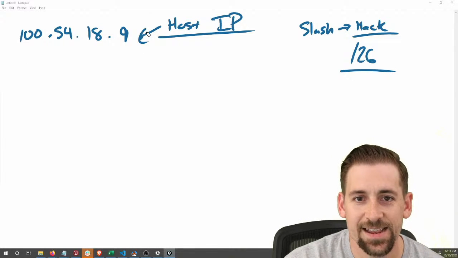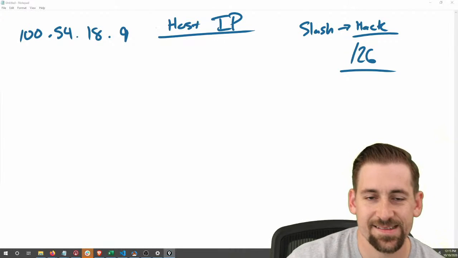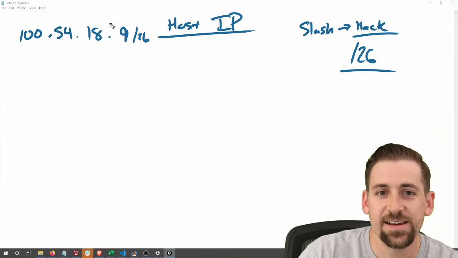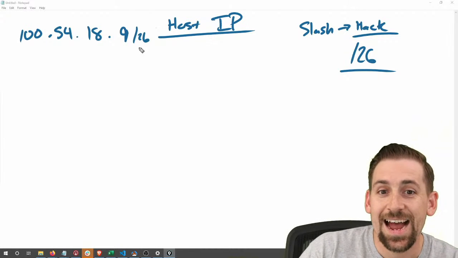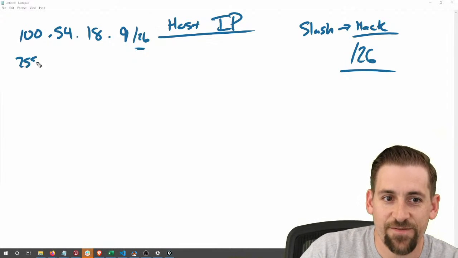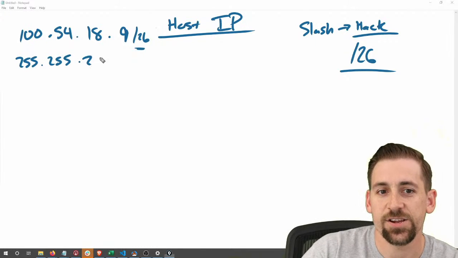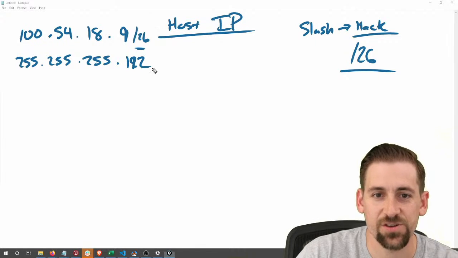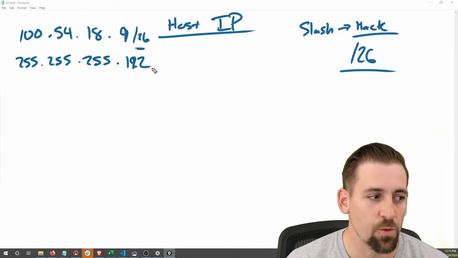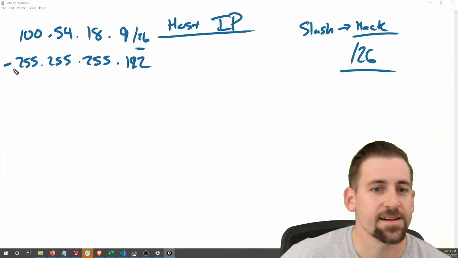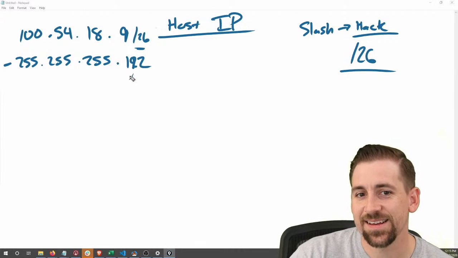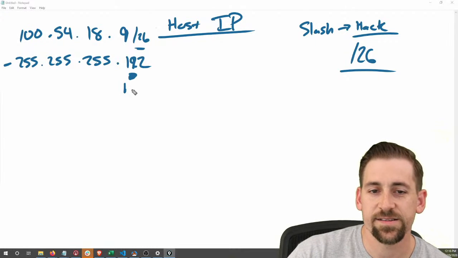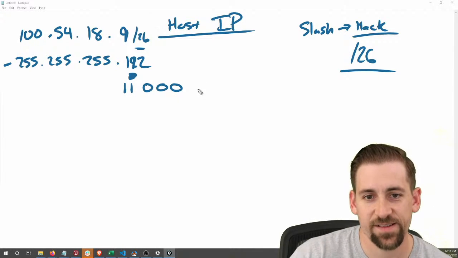And so if I gave you a slash 26, if I said this is the host IP and the subnet mask is a slash 26, then the IP address is 100.54.18.9, and the subnet mask is actually 255.255.255.192. Yeah, .192. Okay. Anyway, what that means is the last two bits in this octet are used to identify the network. So this is actually what the bit structure looks like for that.